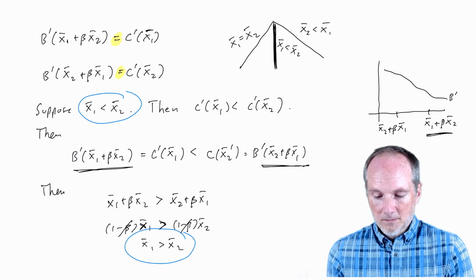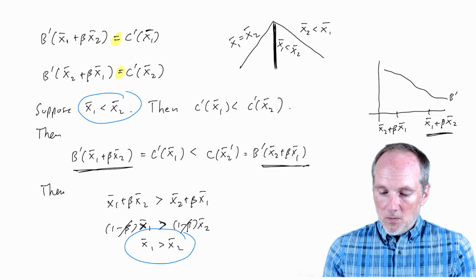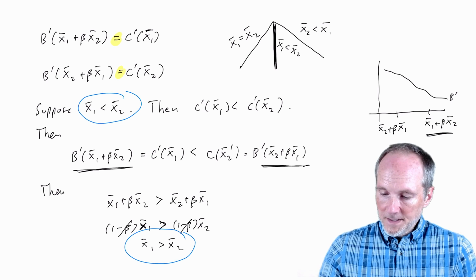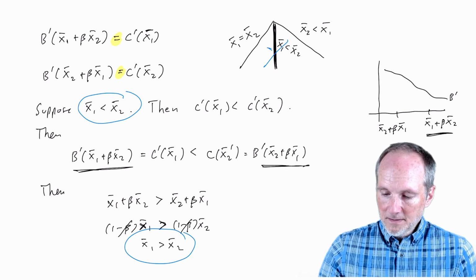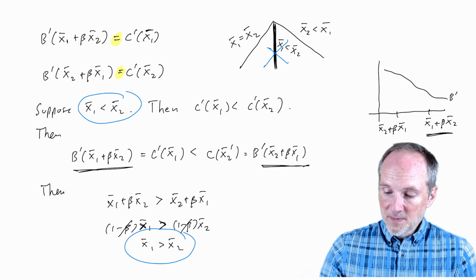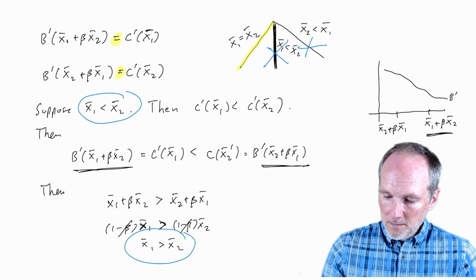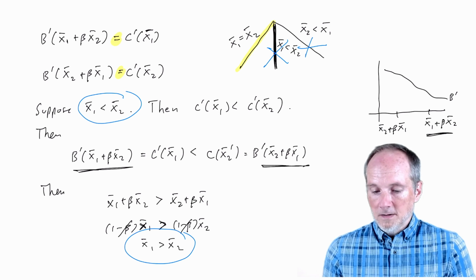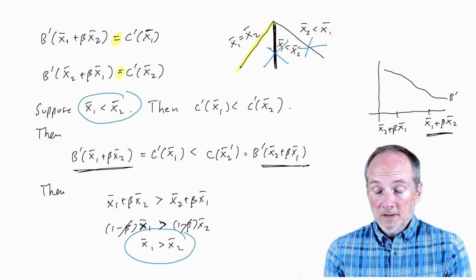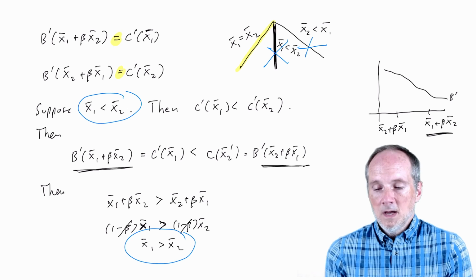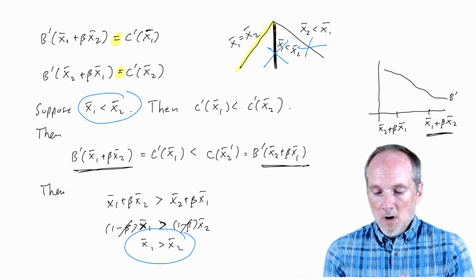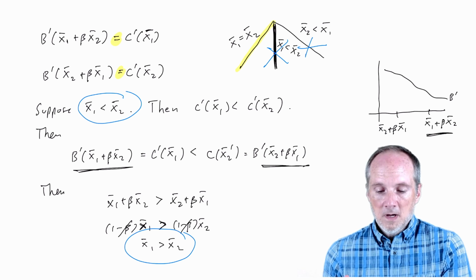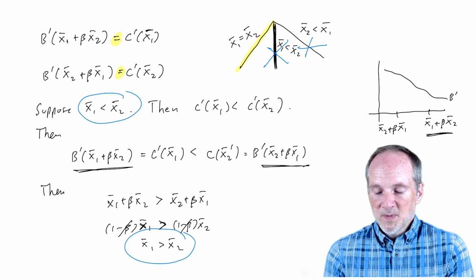That's a contradiction. So what we've shown is that this branch can't hold. By a symmetric argument, this branch can't either, which leaves this one branch. So in equilibrium, the activity levels have to be the same. That is, all equilibria with positive activity levels have to be symmetric.